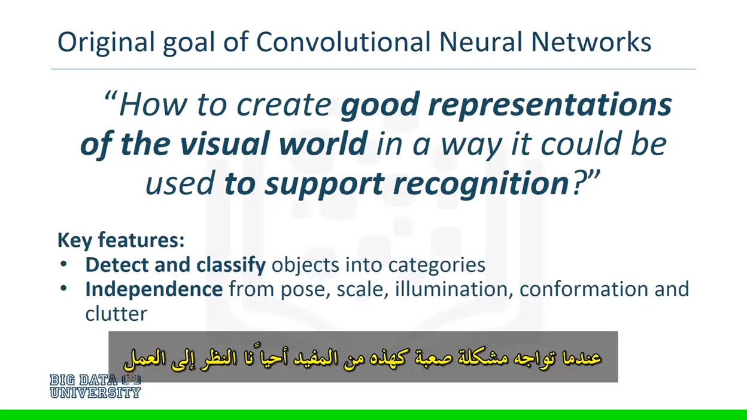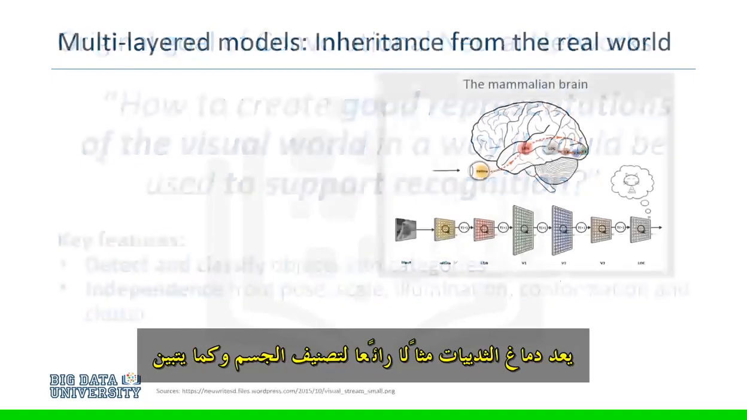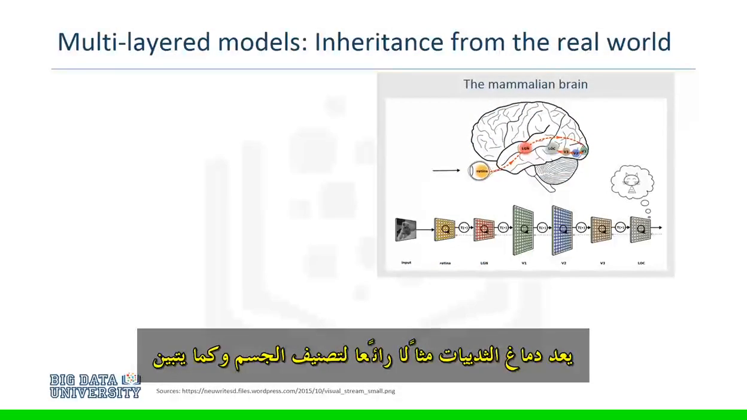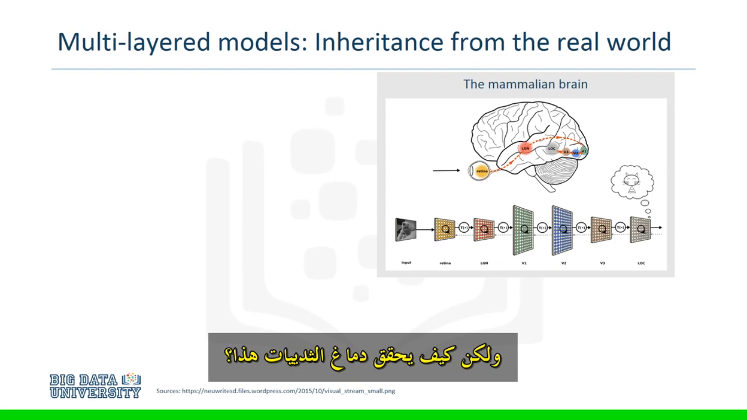When faced with a difficult problem like this, it's sometimes helpful to look at a working example in nature. The mammalian brain is a great example of an object classifier, and as it turns out, we can mimic the functionality of the brain, at least partially. But how does a mammalian brain accomplish this?